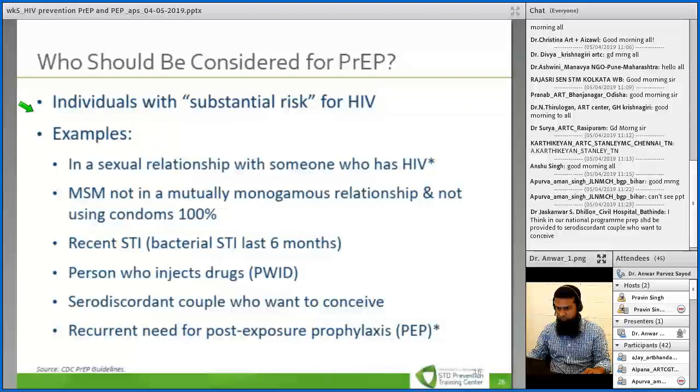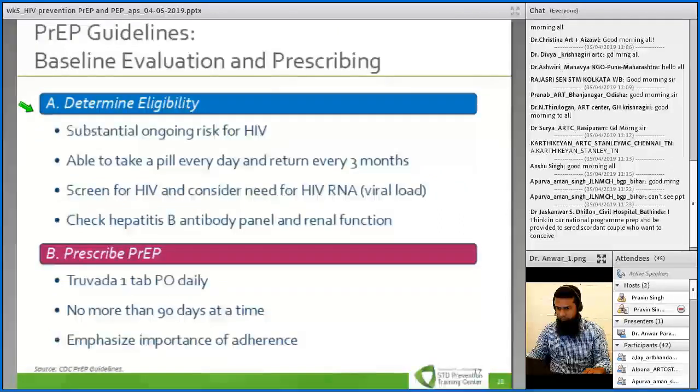In our country, we are giving post-exposure prophylaxis only for occupational exposures, but others give it for sexual exposures also. PEP, post-exposure prophylaxis, can be used for reasons like ruptured condoms or sex without condoms. And if a person has already taken post-exposure prophylaxis but again indulges in high-risk behavior and comes back, then recurrent need for post-exposure prophylaxis can be one in the list.